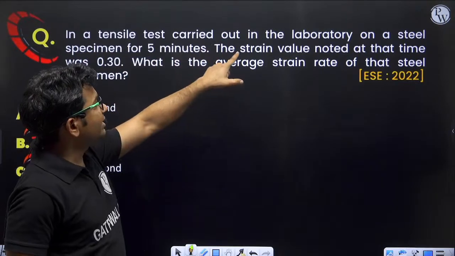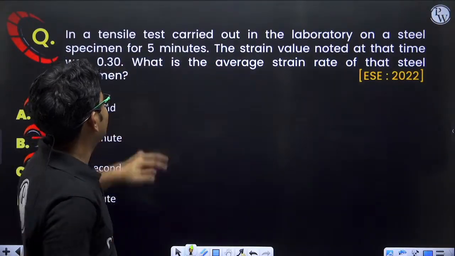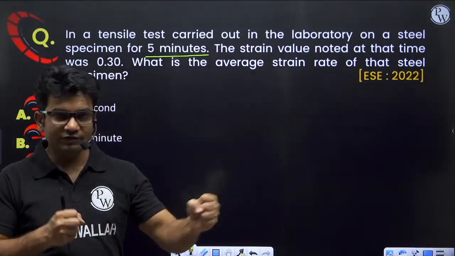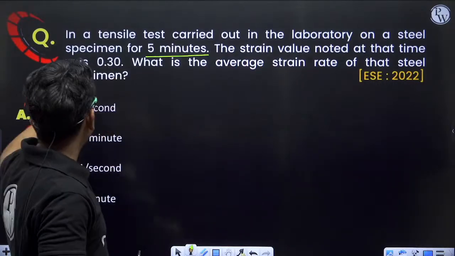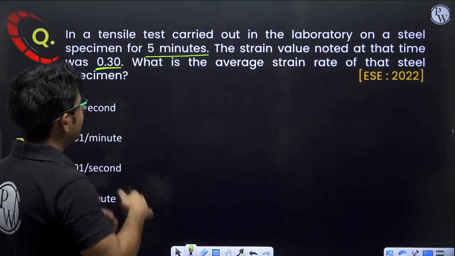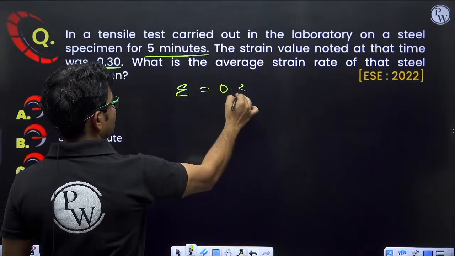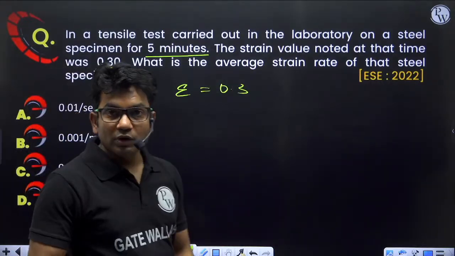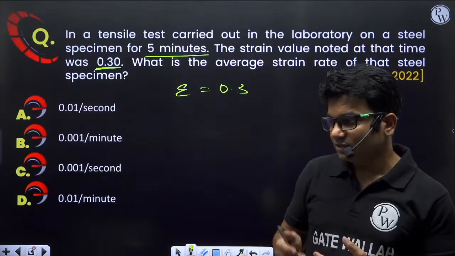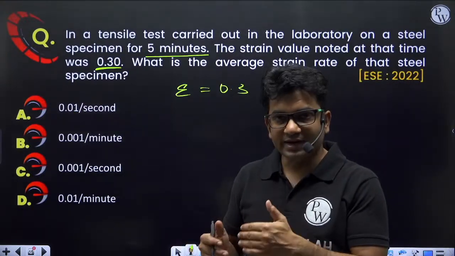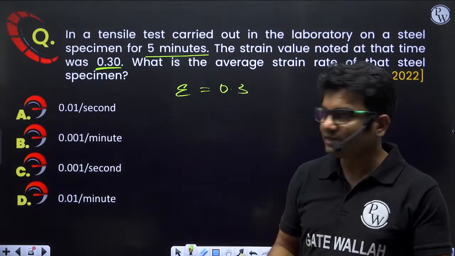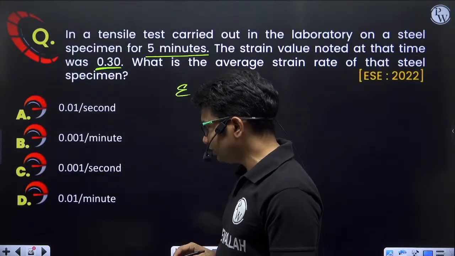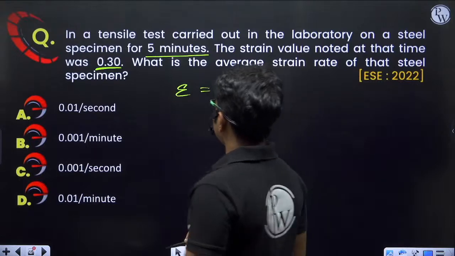In a tensile test carried out in the laboratory on a steel specimen for 5 minutes. Okay, so we have taken a steel specimen, we have applied a tension test for 5 minutes. The strain value noted at that time was 0.3. So the strain value at the end of the test is 0.3. What is the average strain rate of that steel specimen? Average strain rate means the rate at which the strain is applied, so per unit time they have asked. So strain is this per unit second, per unit minute. Okay, so it is done for 5 minutes.